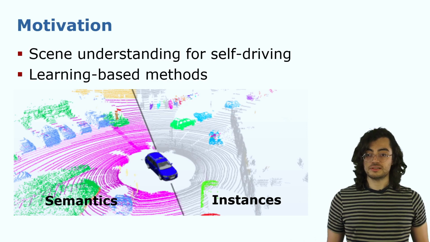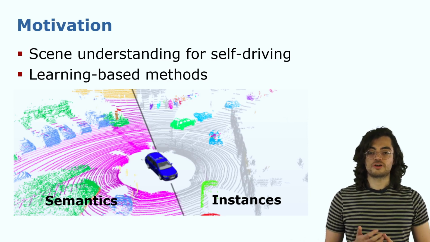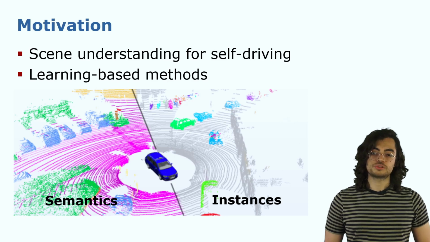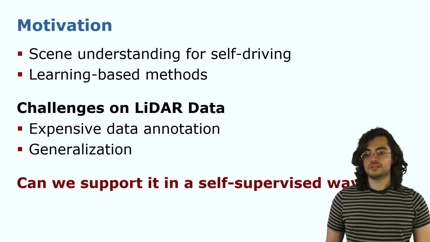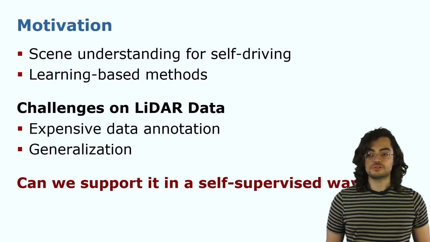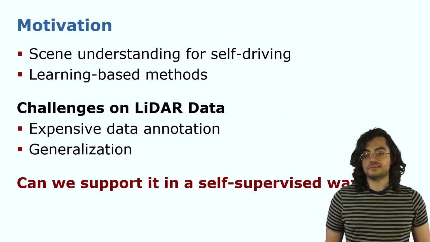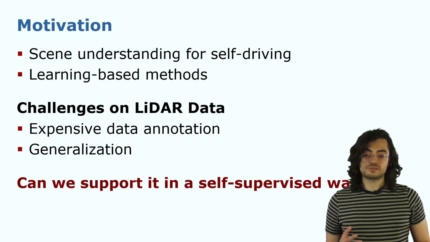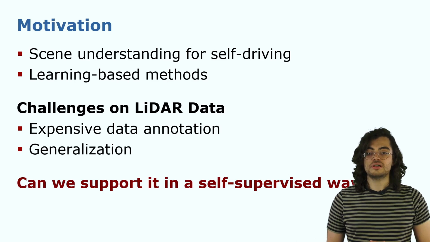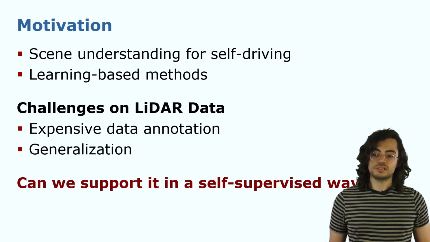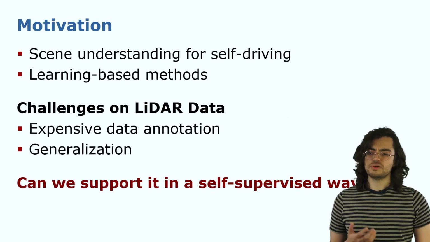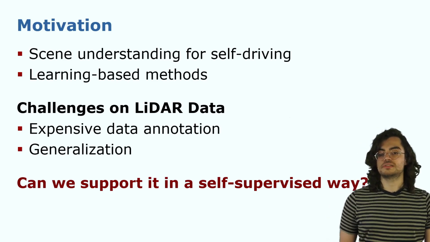Semantic scene understanding is crucial for autonomous driving. For LiDAR data, recent works use learning-based methods to train a network to extract this information. The challenge for learning-based methods is that a lot of labeled data is necessary to train the models, and especially for LiDAR, the data annotation process is expensive and demands a lot of time. Also, the data collected from different LiDAR sensors inherit sensor-specific characteristics, making model generalization challenging. The question is, how can we support it in a self-supervised way?